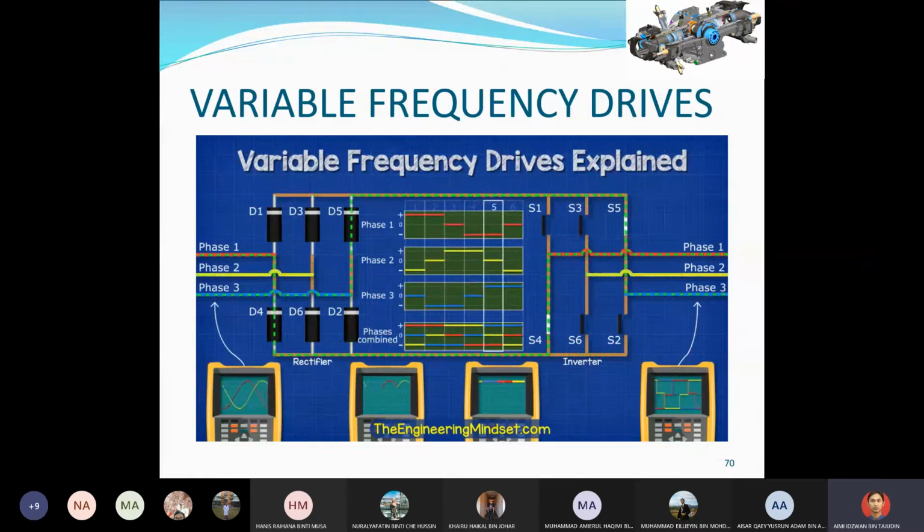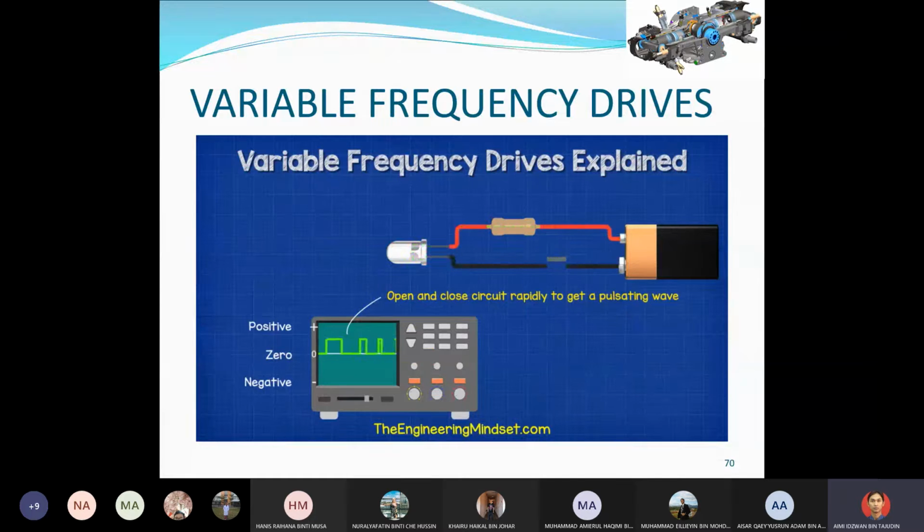If we check this with the oscilloscope, we now have a pattern that looks like an AC sine wave, although it's just a little bit square. This will work fine for some applications, but not all. So how can we improve this? Do you remember earlier in the video, I said we can open and close the switch at different speeds and durations to change the waveform? Well, we can do that with this too.